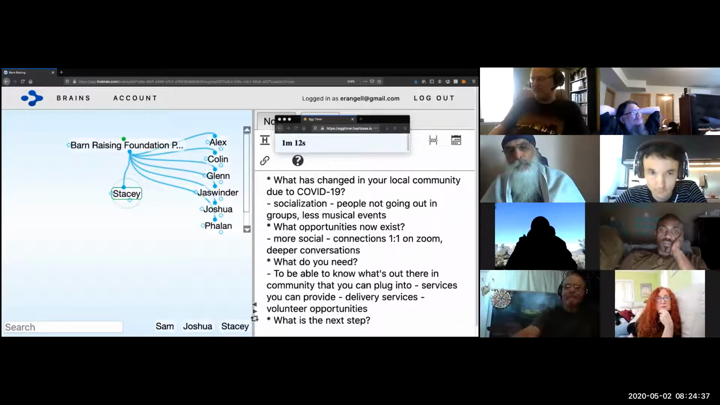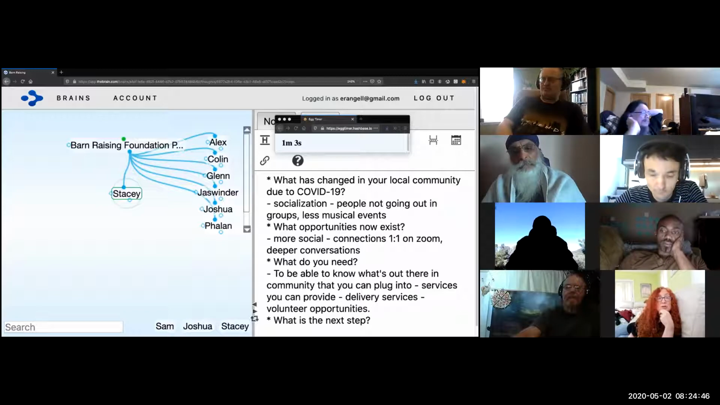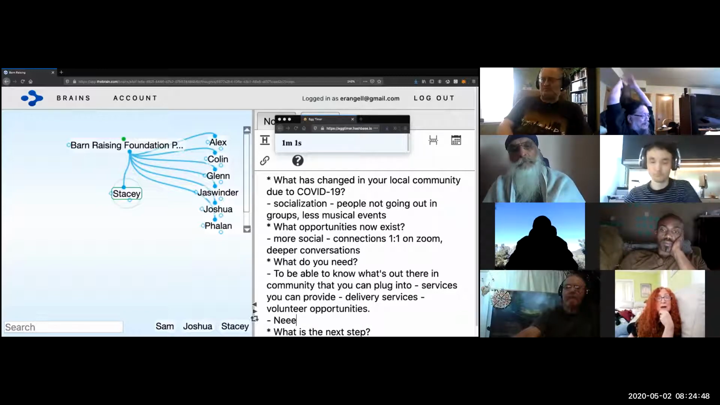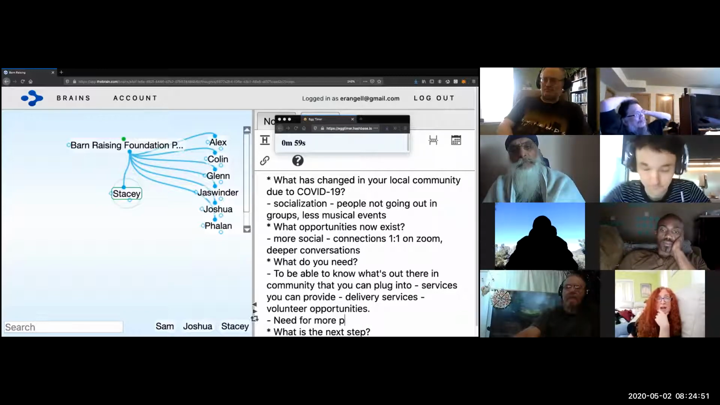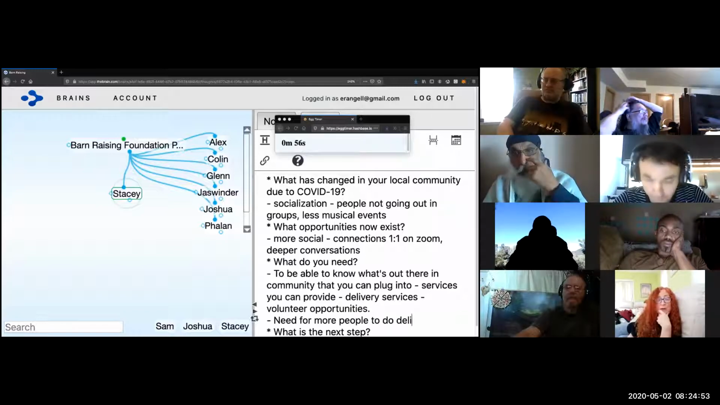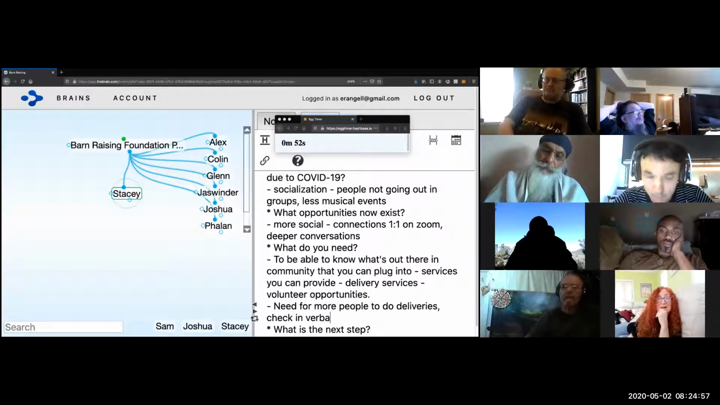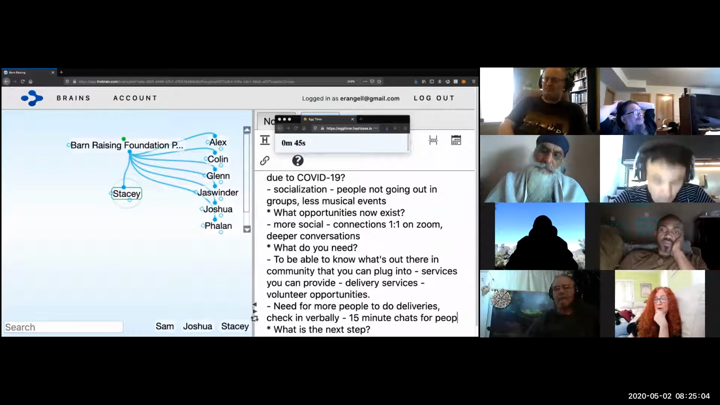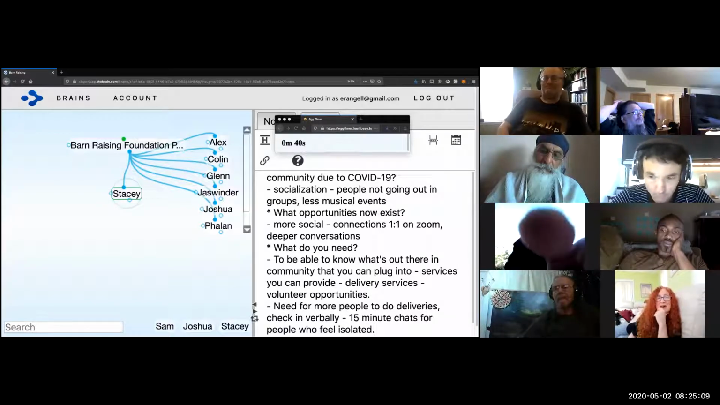Okay. But do you see a need for more paid opportunities for people in your community? Well, I definitely see a need for more people to do deliveries. And I also see a need, and this is something that I would volunteer, for people to just check in verbally and have a 15-minute chat with somebody that's feeling isolated. Not necessarily for deep psychological work, but just for, hey, how are you? What are you up to?